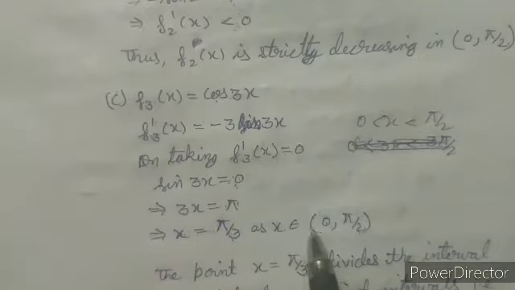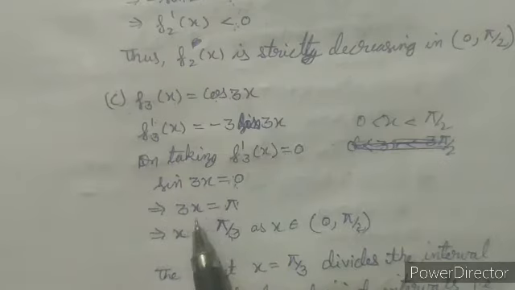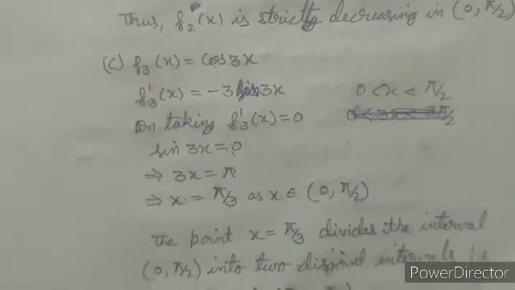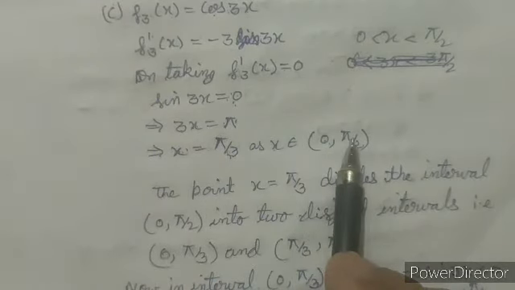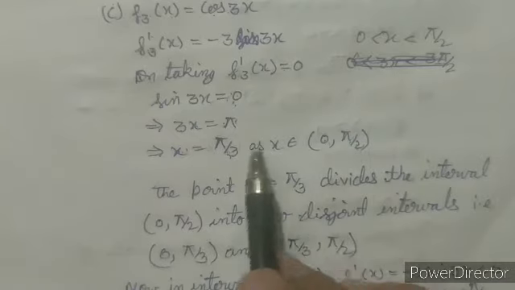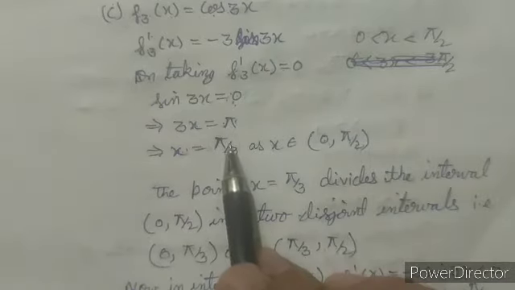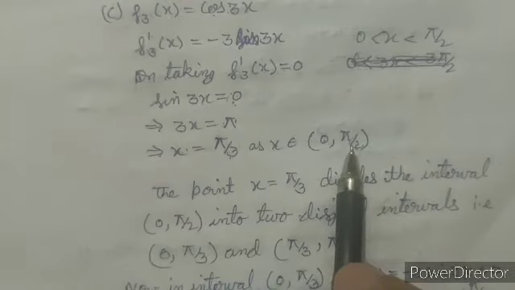as x belongs to 0 to pi by 2. So we will take the value of x between 0 to pi by 2, and that is pi by 3 here. Now this x equal to pi by 3 will divide the interval 0 to pi by 2 in two disjoint intervals, 0 to pi by 3 and pi by 3 to pi by 2.